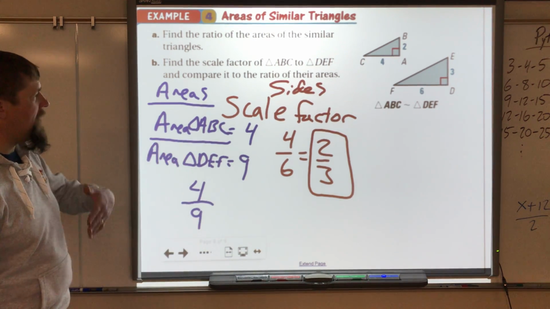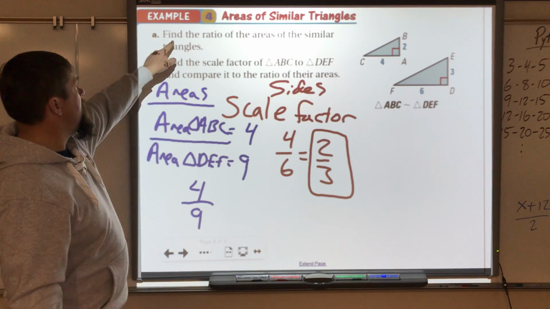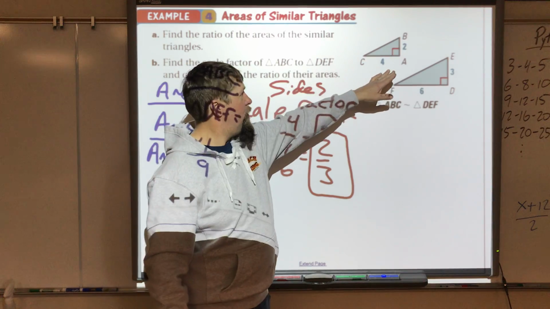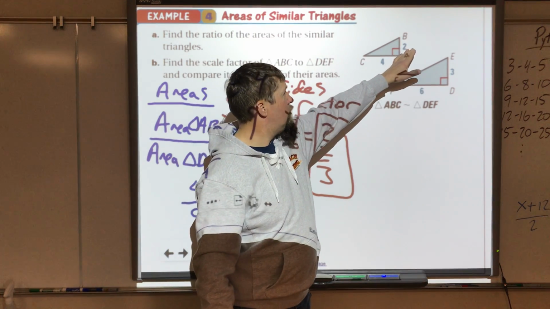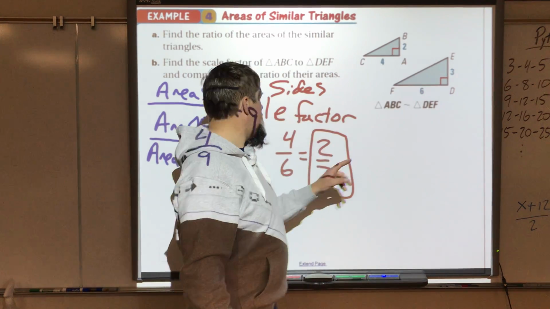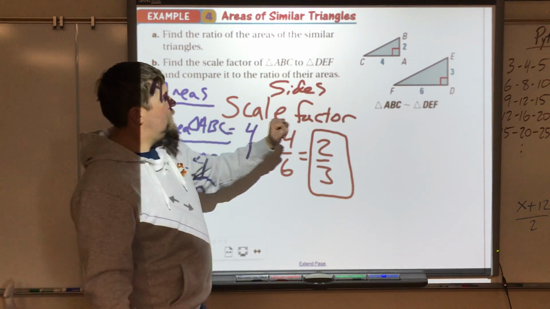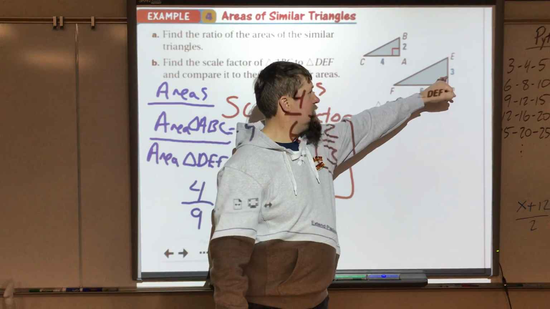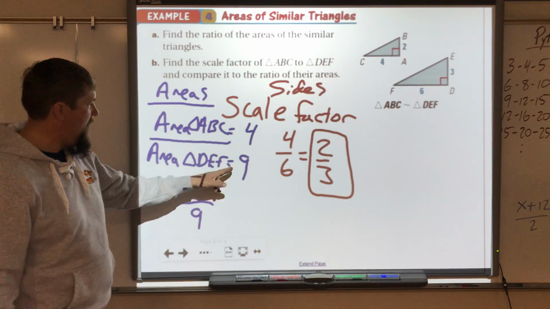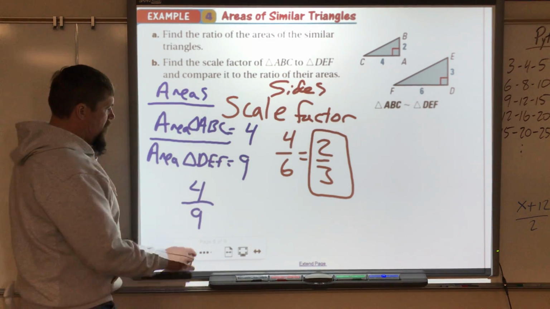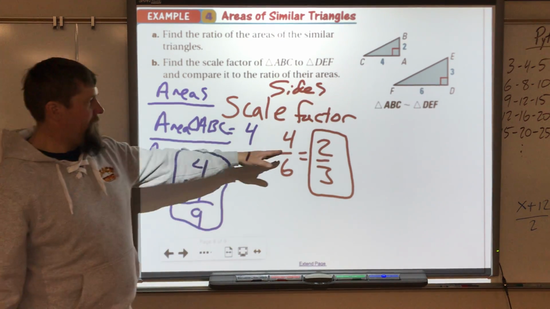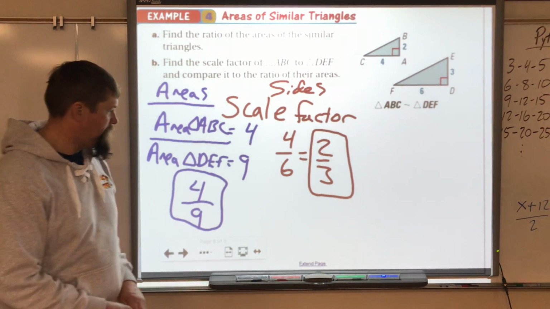Okay, so let me back up and slow down a little bit. It says find the ratio of the areas of the similar triangles. So if we find the area of this, the area is 1/2 times 2 times 4, so that's 1/2 of 8 is 4. That's how I got 4 here. The area of this triangle is 1/2 of 3 times 6, which is 3 times 6 is 18, 1/2 is 9. The ratio is 4 to 9. The scale factor is 2 to 3.